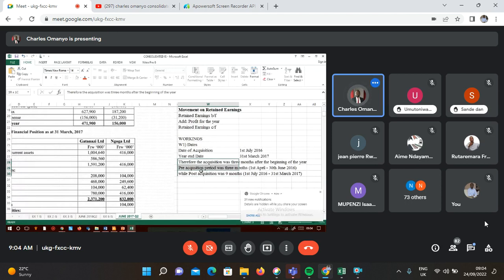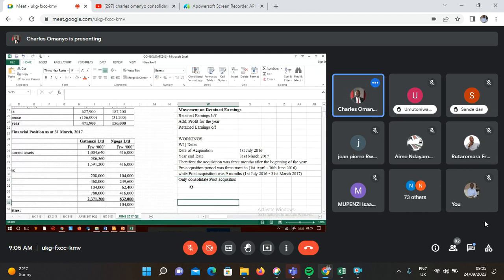Remember, these points, don't write them in exams. I'm just using them to explain what you are to do, because I'll be sharing these. Now, what is the rule? Only consolidate post-acquisition. Only consolidate post-acquisition. So that is my point number 1.